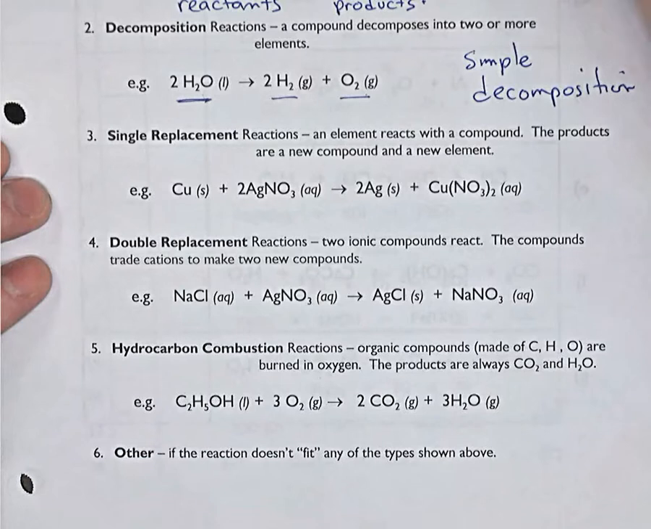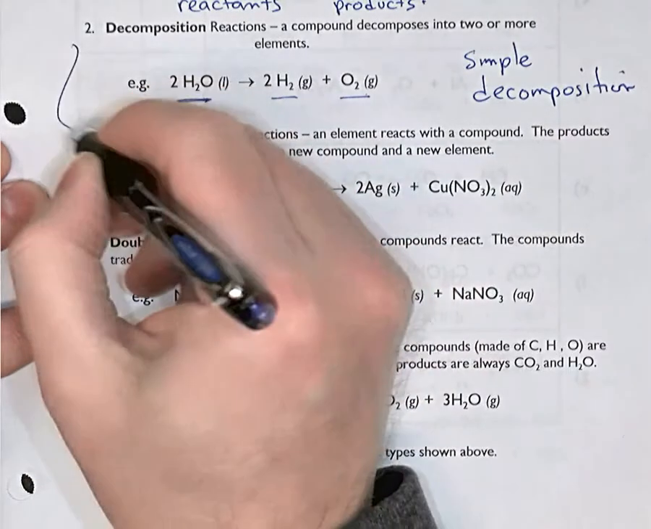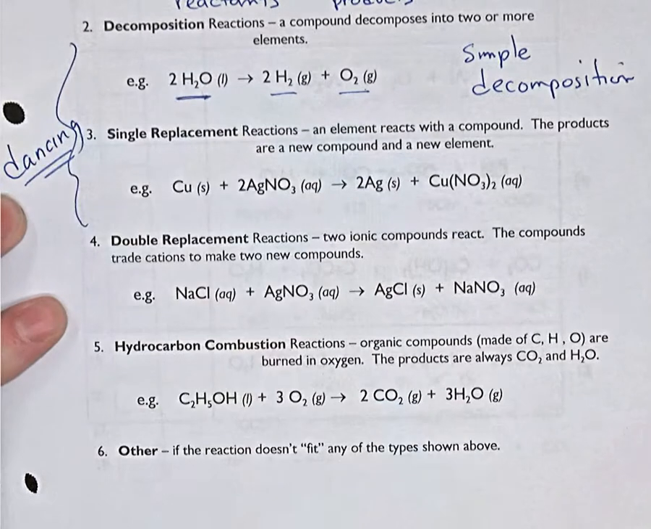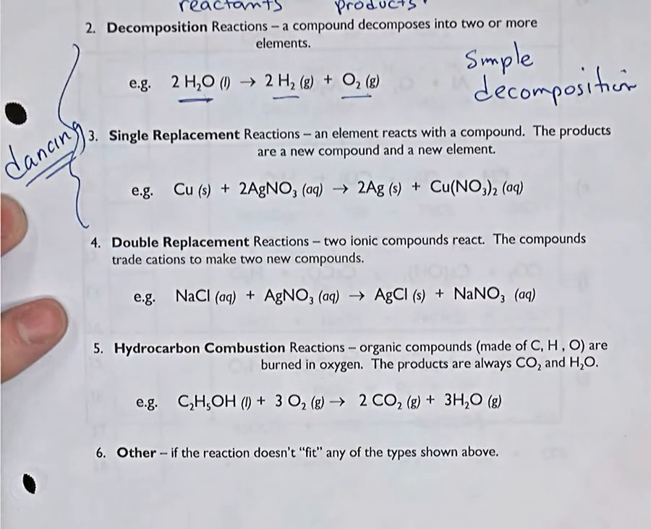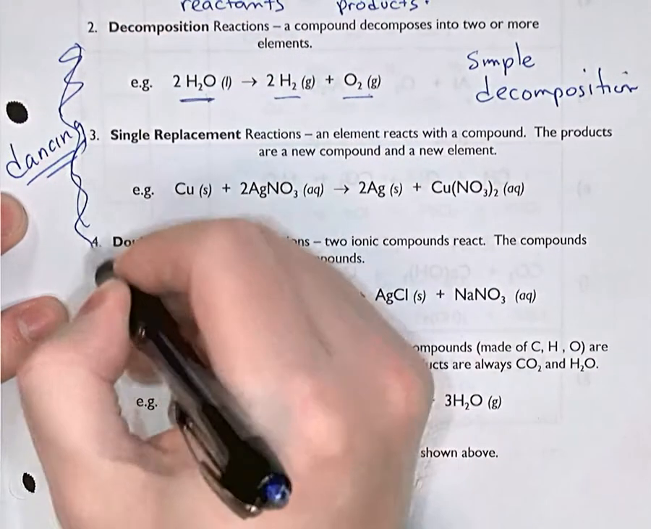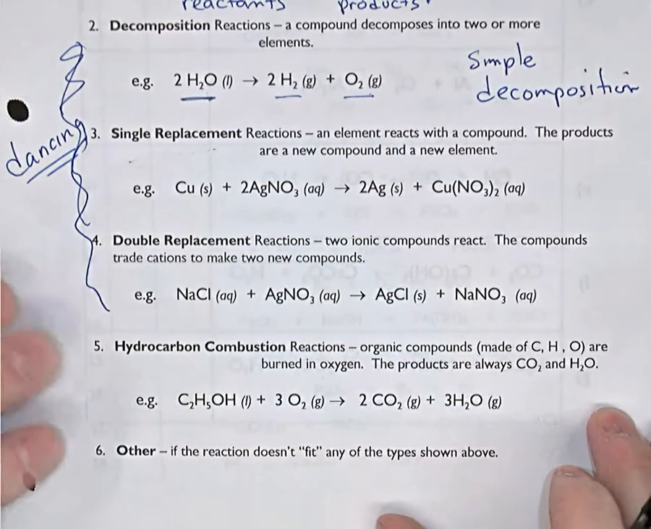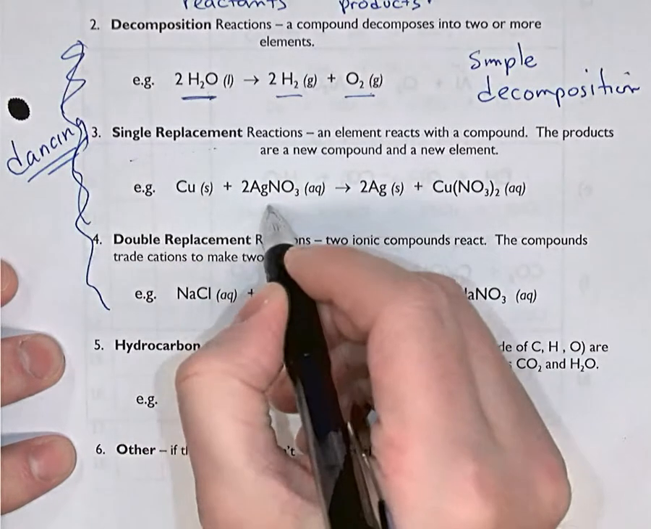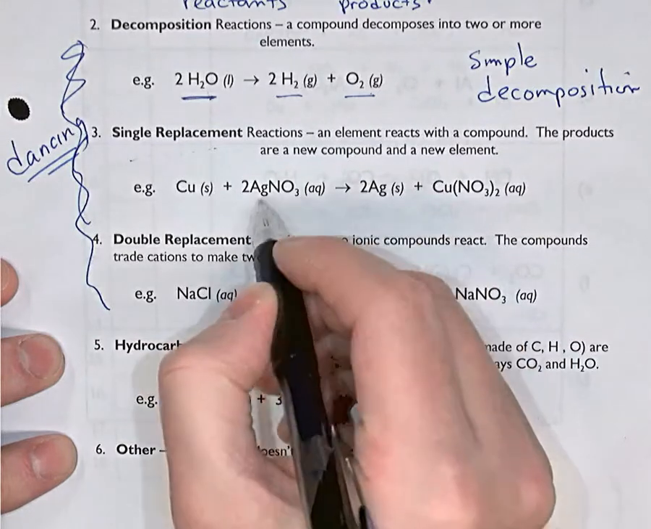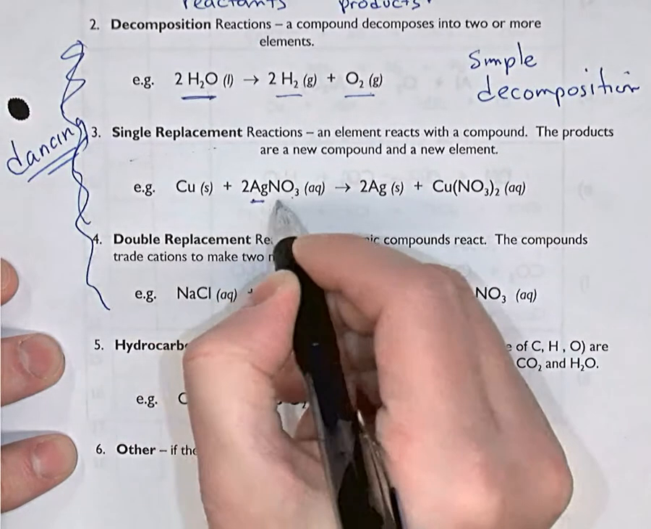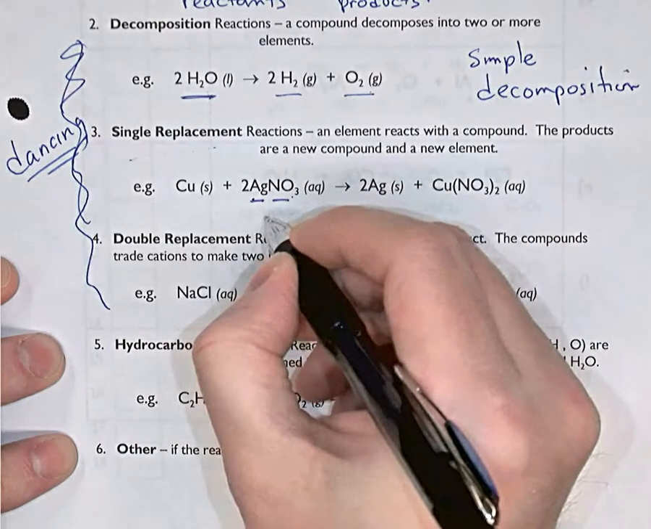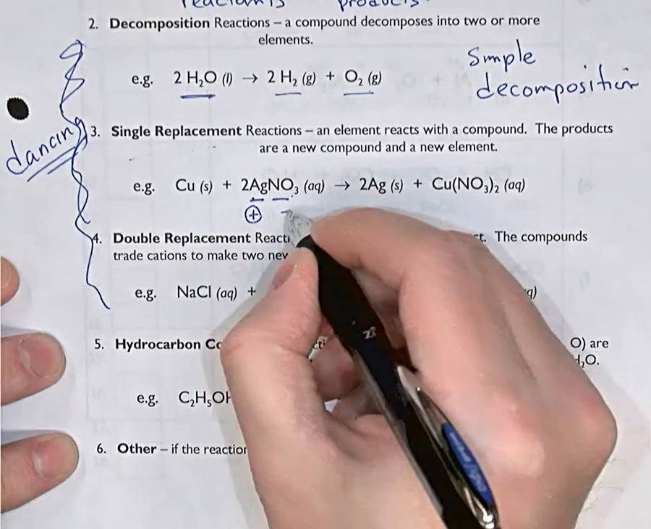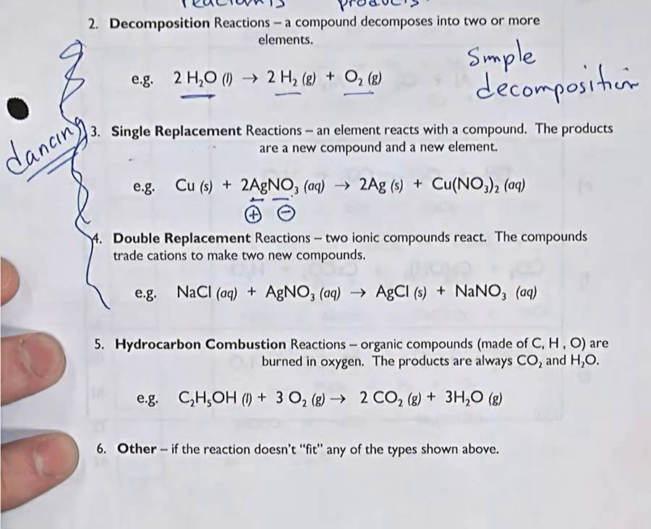Single and double replacement reactions. These reactions, I like to use a dancing analogy. Okay, think of people dancing here. Single and double replacement are dancing reactions. In this first example, single replacement, you have a compound that's made up of ions, so silver nitrate. Think of that as two people dancing. We remember from our nomenclature unit that the silver is a cation, positive, and the nitrate is an anion, negative, and they're attracted to each other.